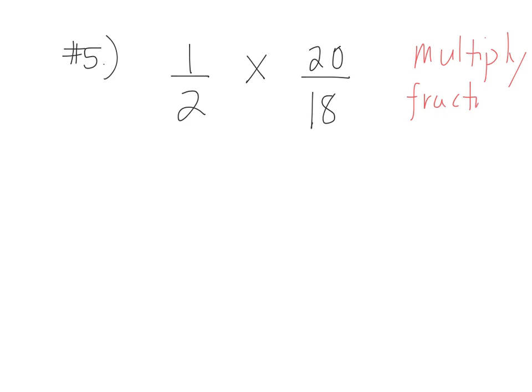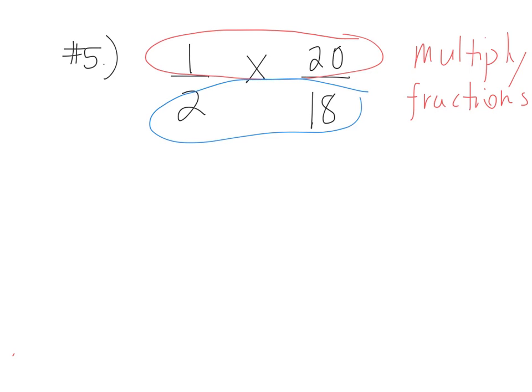Okay, so multiplying fractions. All we do when we multiply fractions is we don't need a common denominator. So it's actually very simple. You don't have to change the fractions at all. All you do is you multiply the numerator times the numerator, and then you multiply the denominator times the denominator. So what's 1 times 20? 20. And what is 2 times 18? 36. That's it.